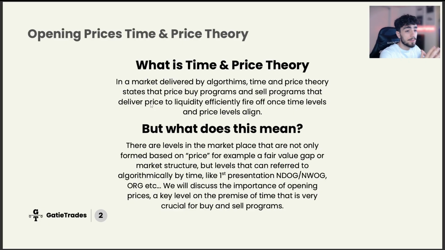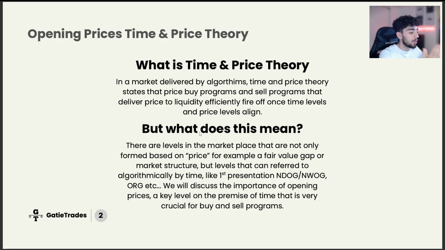So time and price theory states that price, buy programs and sell programs that deliver price to liquidity and inefficiency fire off once time levels and price levels align, meaning when it's the right time and at the right price, not just the right price at the right time. That is when the algorithm will fire off sell programs and buy programs, which we already know deliver to liquidity or inefficiency. So what the heck does that mean?